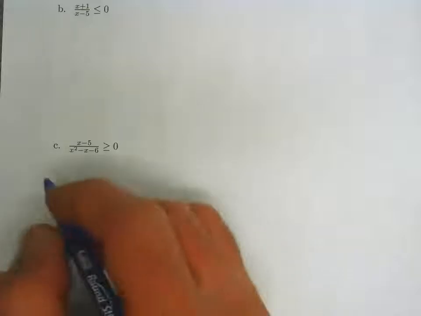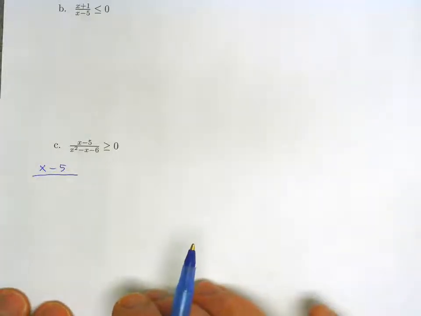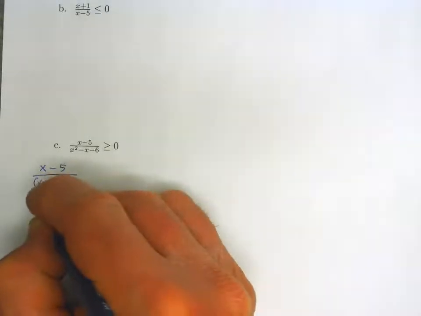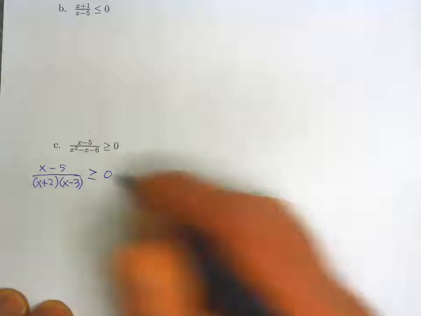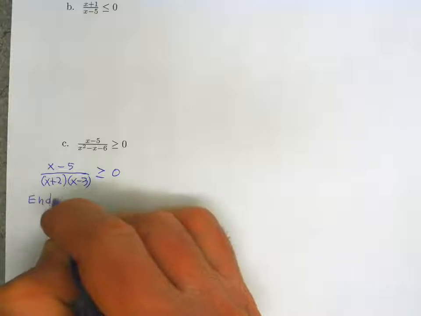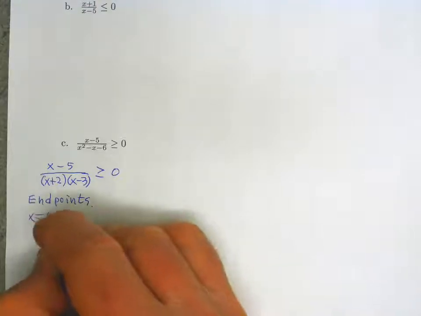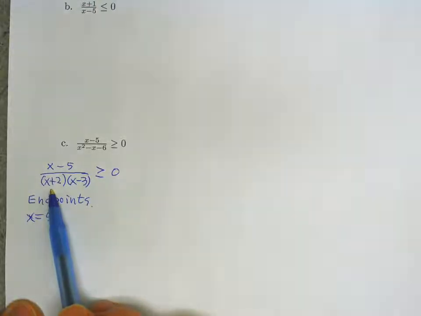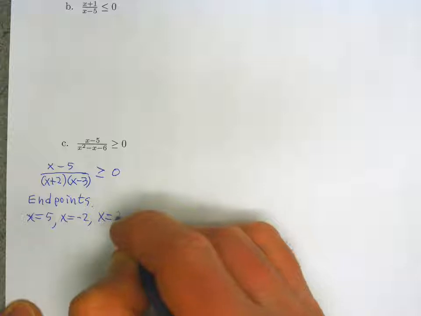Okay, this one down here, part C, is a little more complicated because there's more endpoints. So we can factor the denominator pretty nicely. One factor is x plus 2. The other one is x minus 3. And so now we can identify the endpoints. The endpoint that comes from the numerator is x equals 5. And we have two endpoints that come from the denominator. One is negative 2 and the other one is positive 3.